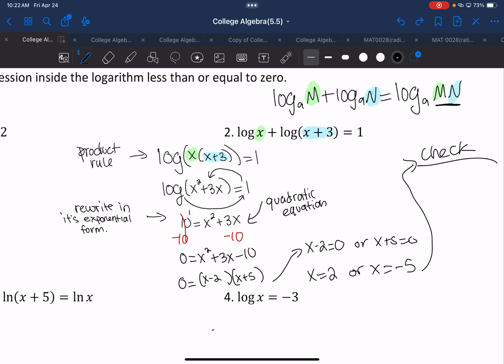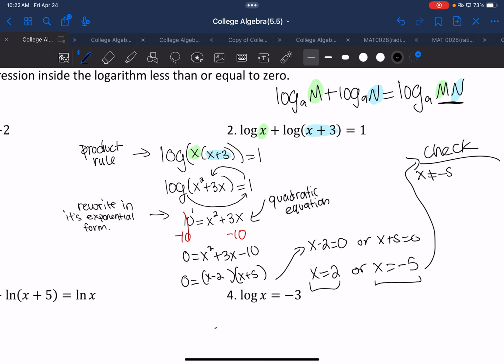So my original equation is log of x plus log of x plus 3. So which one of these do you think is automatically going to be eliminated? Negative 5. So x cannot equal negative 5 because that first one, log of negative 5, is undefined. If I plug negative 5 in for that x, log of negative 5 is undefined. So that is not a solution.